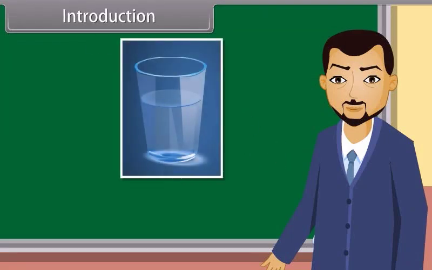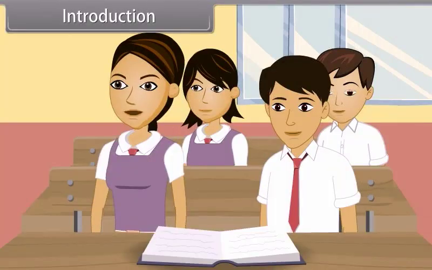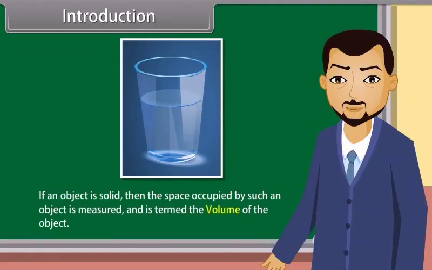This is a glass which is half filled with water. We can easily measure the capacity of the glass or the volume of water contained by the glass. Teacher, what do you mean by volume? If an object is solid, then the space occupied by such an object is measured and is termed as the volume of the object. Come, I will teach you more about volume today.